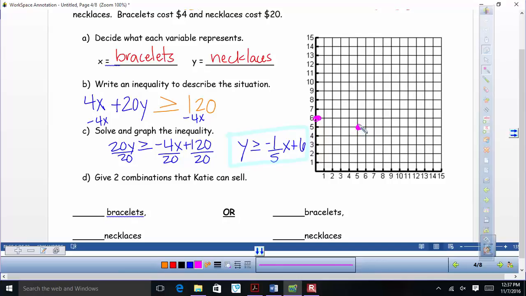Would this line be dotted or solid? Solid. So I'm going to draw that through all the way to the edge. I'm going to draw my arrows up and down so I know which way to shade. Okay, so it says greater than or equal to. If I'm greater than, am I above or below? Above. So I want to shade everything above.